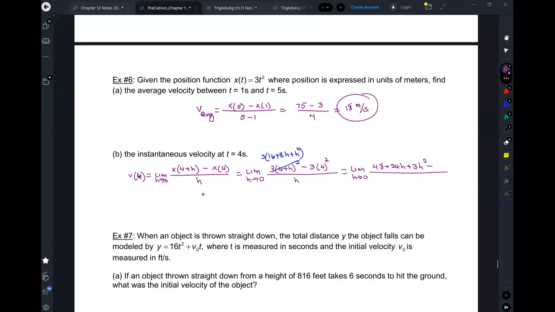I bet it's 48 because it's got to cancel with that one, right? You got to have faith in the math over h. So the 48s do indeed go away. Factor out h: 24 plus 3h over h. And finally, 24 meters per second. Fabulous.